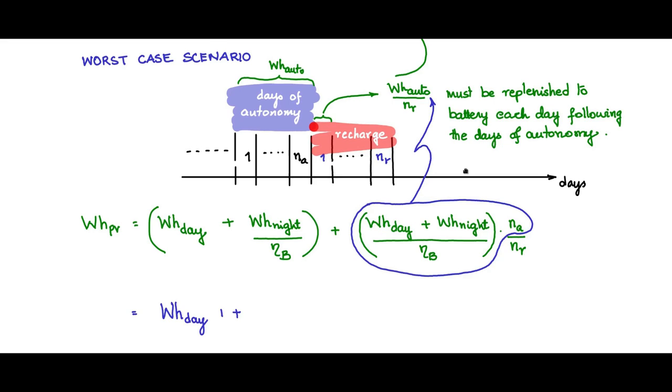So now rewriting WH day load plus Na by efficiency of the battery, and then NR. So this comes from taking this along with this part of the equation. Taking this part of the equations, you will get WH night plus NR plus Na by NB, efficiency of the battery, to NR. So this would be the equation for calculating the watt hour of the PV.